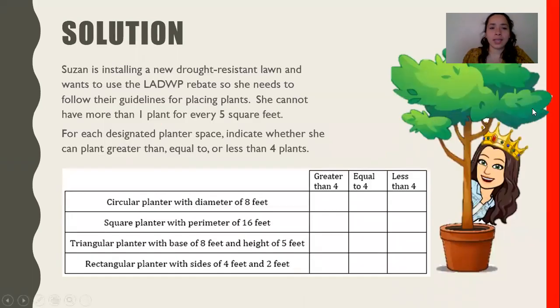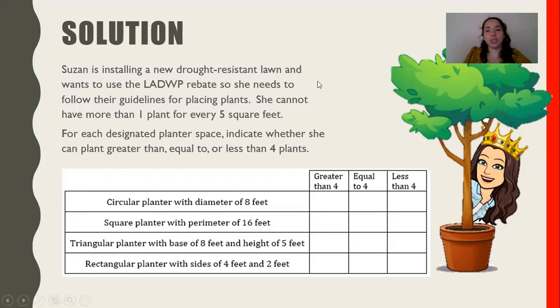And then let's look at this. Okay, so now let's go back to this one because this one might take us a bit. So again, it says Susan is installing a new drought-resistant lawn and wants to use the LADWP rebate, so she needs to follow their guidelines for placing plants. She cannot have more than one plant for every 5 square feet. For each design planter space, indicate whether she can plant greater than, equal to, or less than 4 plants. So first thing we're going to do is for a circular planter, we needed to figure out what is the area.